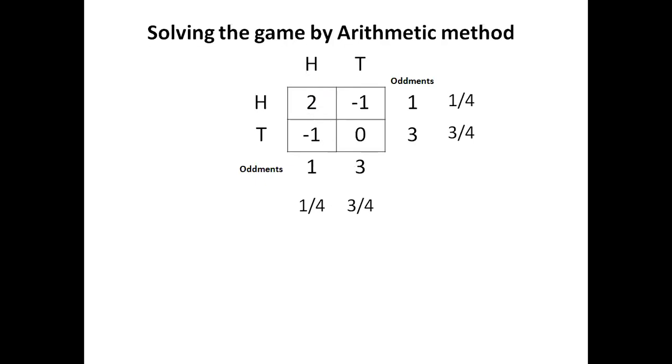I hope you have understood what is strategy and what is oddments. Oddments means the number of times, whatever the total. Here 1 plus 3 means 4. There are 4 total matches. Out of 4, the first strategy is used once and the second strategy is used thrice. And similarly here also.